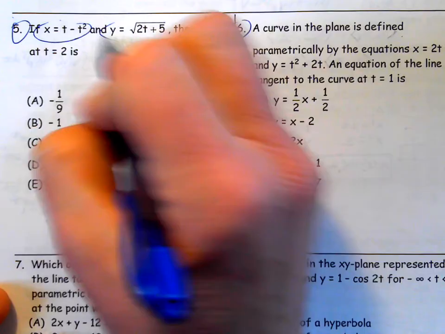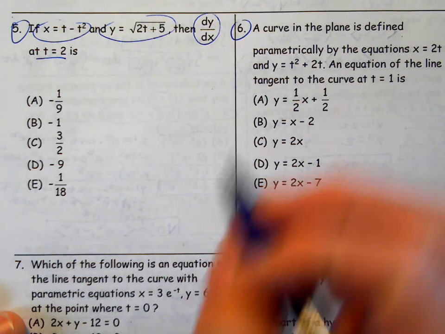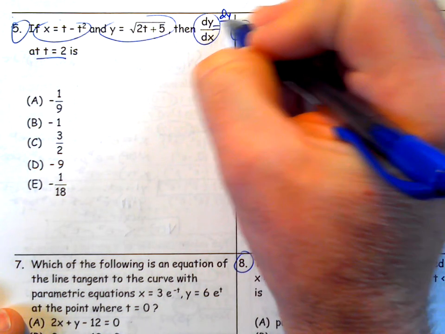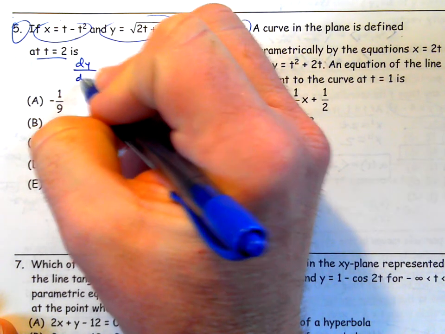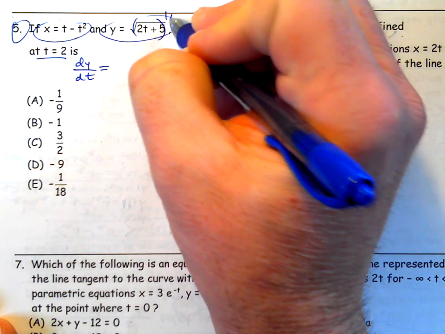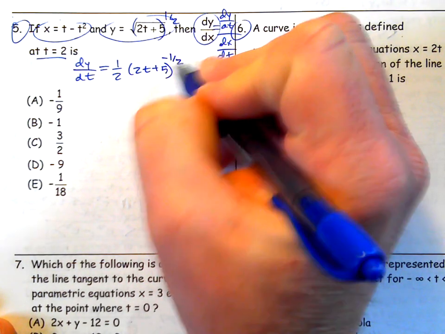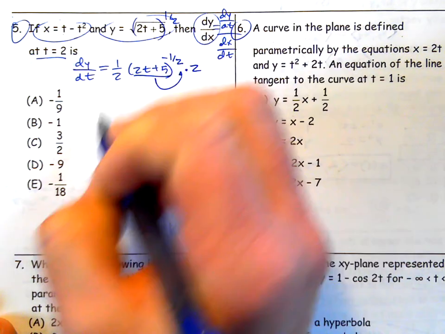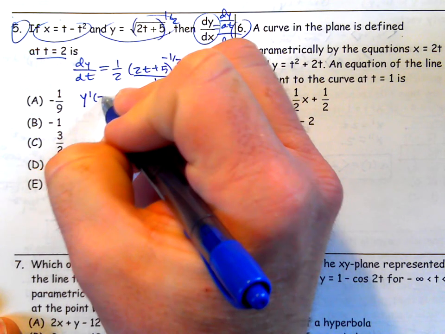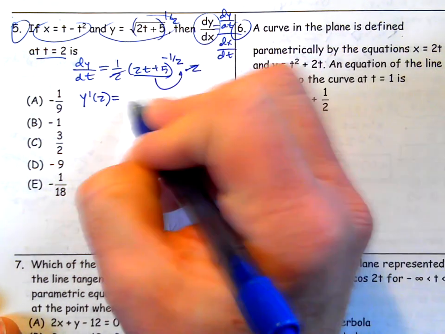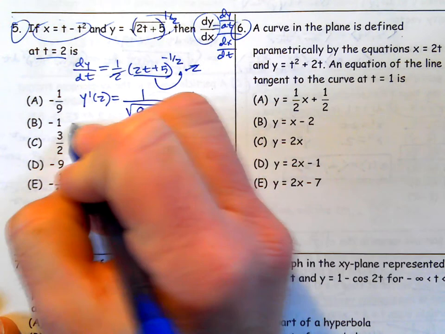So you have x and y equations, and you want to find dy dx at time 2. So remember, dy dx is dy dt over dx dt. A lot of times what I might do is find dy dt separately. This is to the 1 half, 1 half, 2t plus 5 to the negative 1 half, power rule, chain rule. Don't forget the chain rule. Then we could plug 2 into this and the 1 halves cancel. And this is going to be 1 over the square root of 9, which is 1/3. So that's half of what you need.